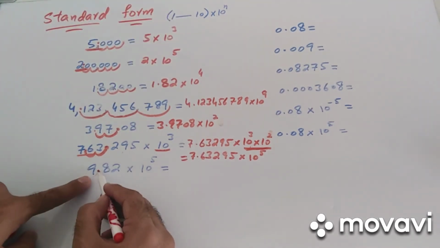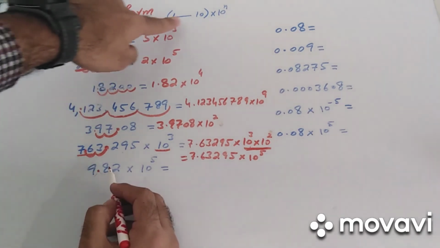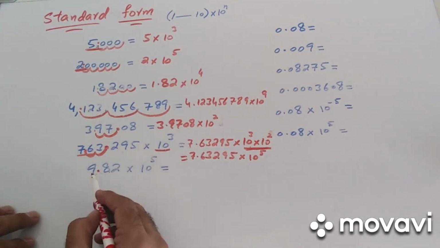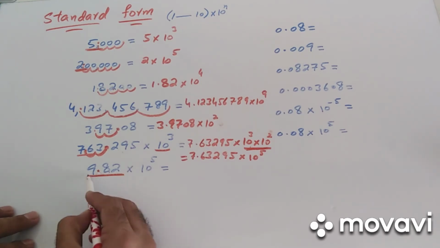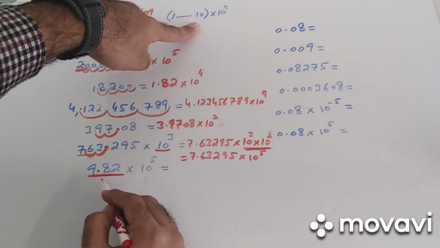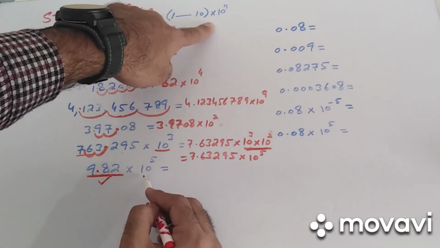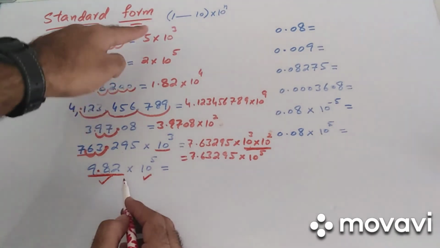Can you move the decimal there? If you move it there, it will be 98.2, so 98 doesn't belong to this range. But if you check clearly, this is 9.8, so 9 point something means this is already in the range of 1 and 10. So this is already in the range, so we don't have to change it. And then you already have a power of 10, so it means this is already the standard form.